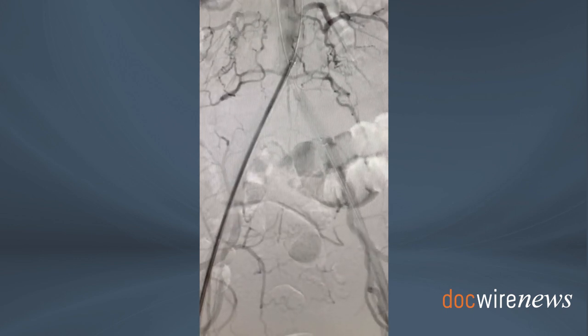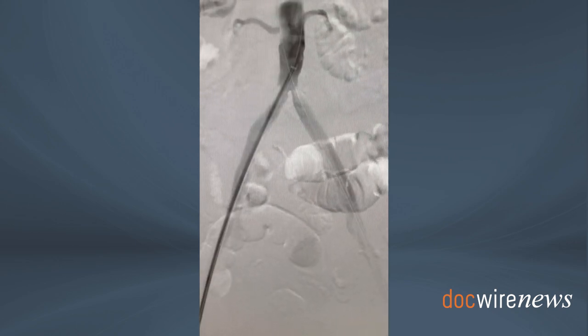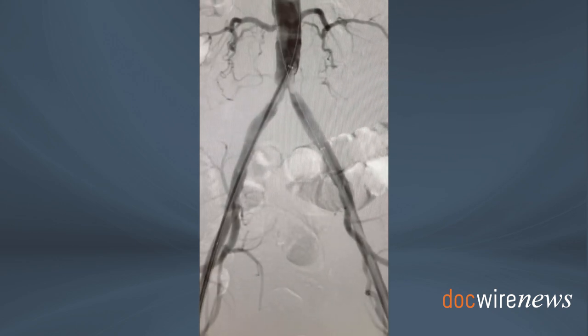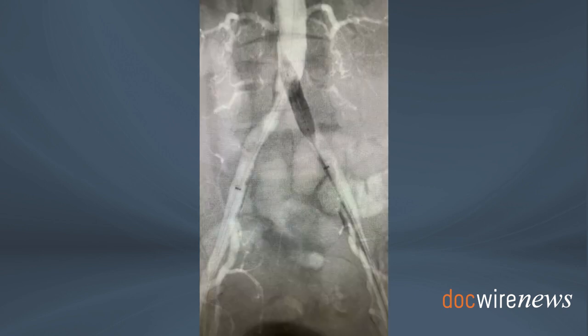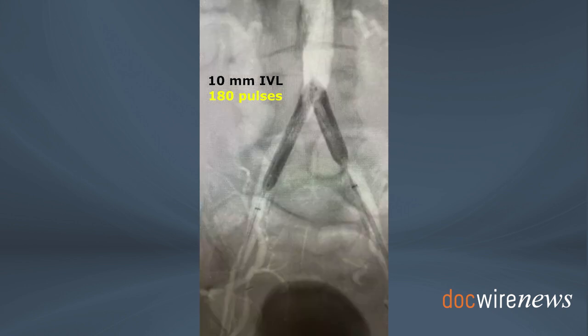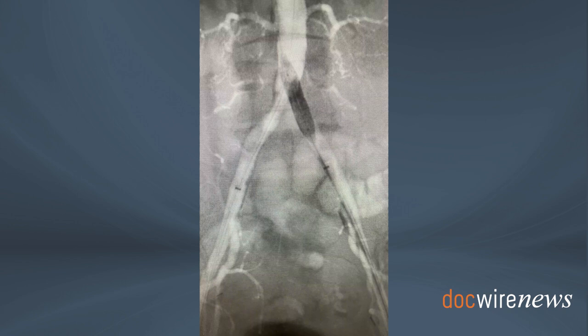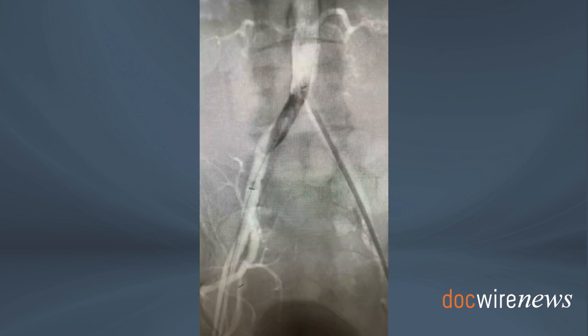The CT scan prior to that revealed evidence of severe calcified stenosis in both common iliac arteries, which measured 10 millimeters in diameter, and the strategy was intravascular lithotripsy followed by covered balloon expandable stents. A 10 millimeter intravascular lithotripsy balloon was used on both sides, 120 pulses on the left, 180 pulses on the right.